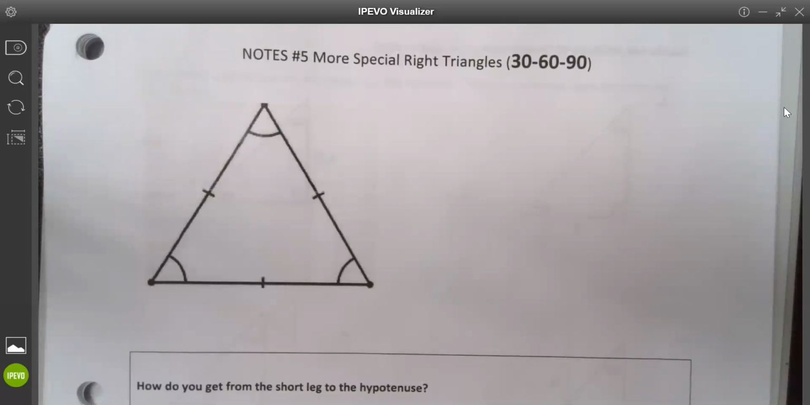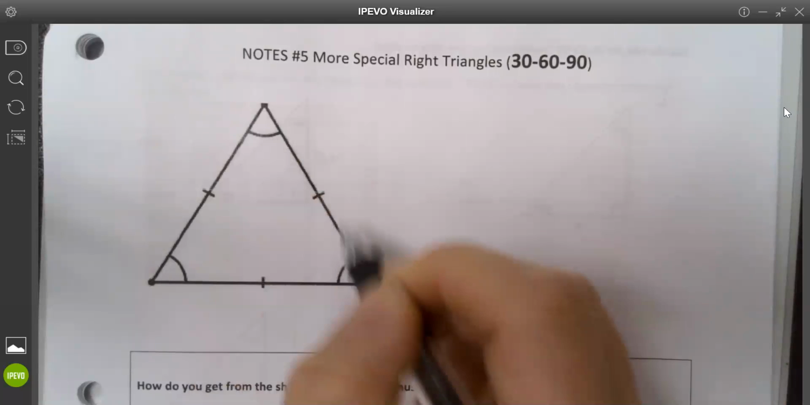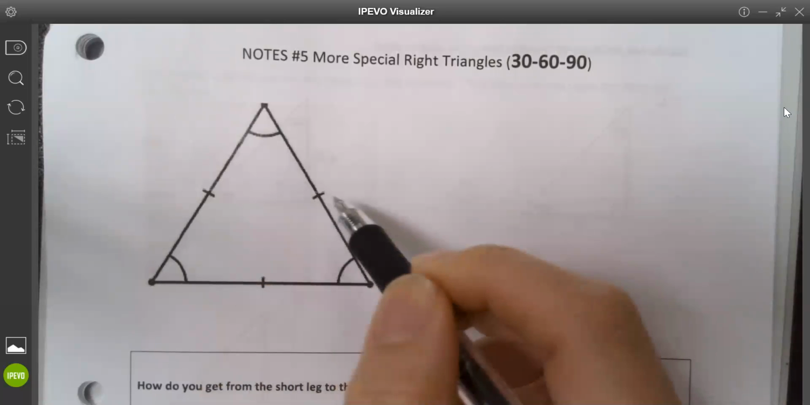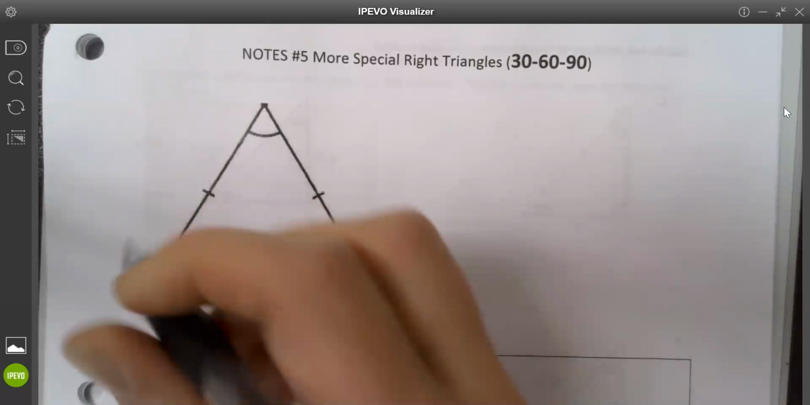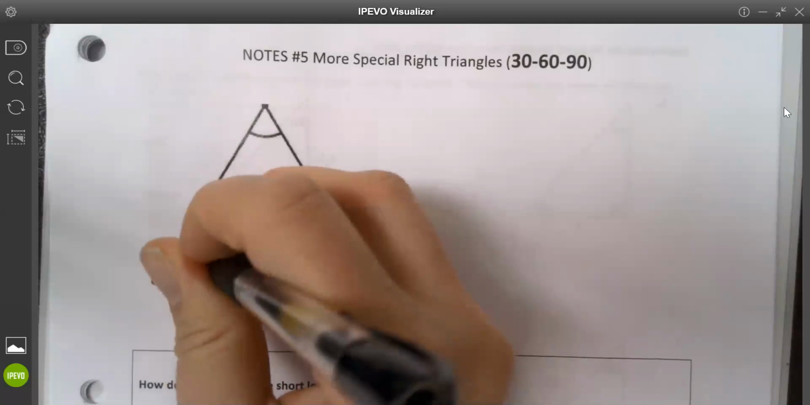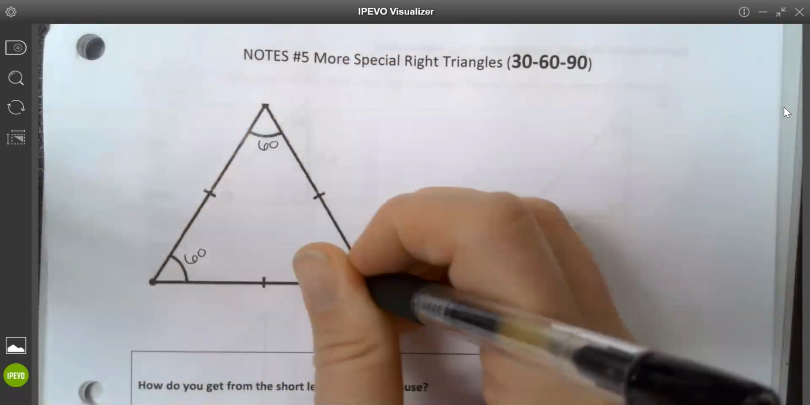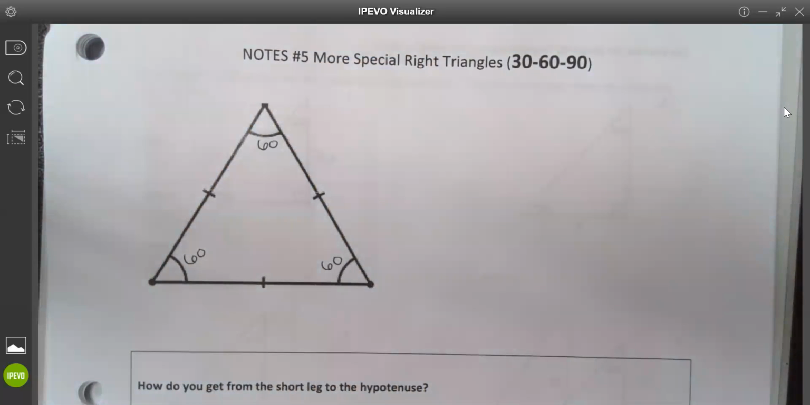Okay, so what we have here to discover what our other special right is, is an equilateral triangle. You see they're marked that all 3 sides are the same length, which means in an equilateral triangle all of these angles are 60. This isn't a right triangle right now. It's equilateral, equiangular triangle. All of our angles are 60.